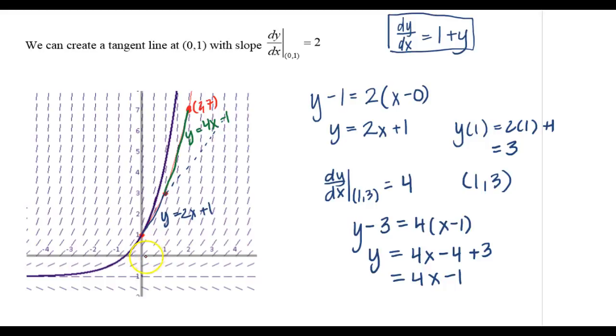And we arbitrarily chose to use a distance of 1 unit. So we chose the next coordinate point 1 unit away from 0 and then 1 unit away from 1. But we're going to be able to choose any distance we want, and the smaller distance we choose, the better we're going to hug this original solution curve.